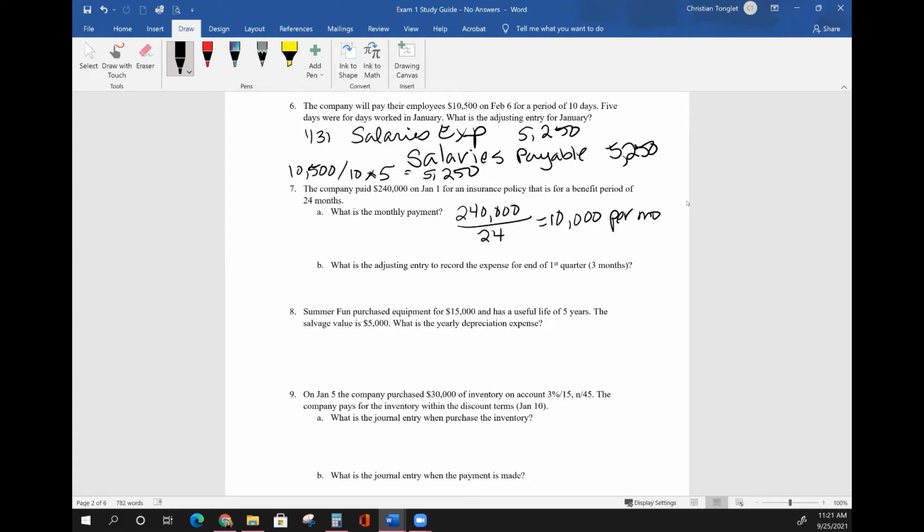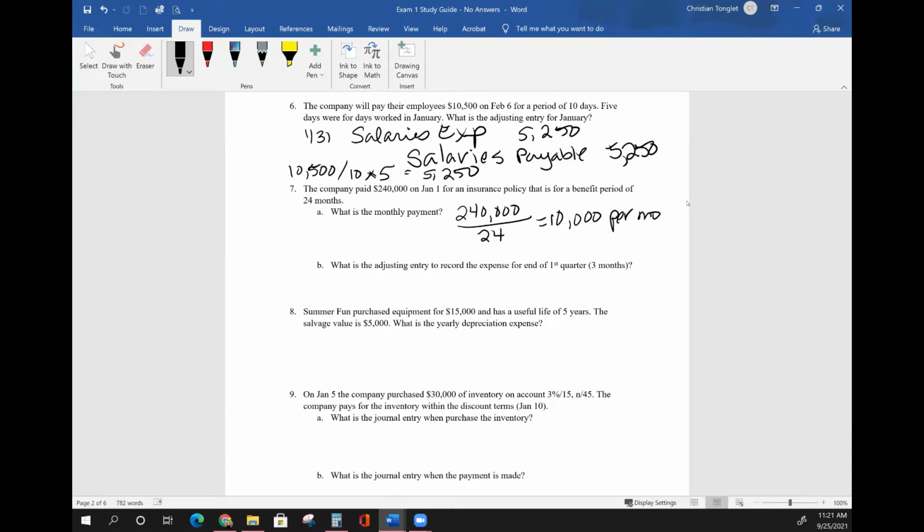Then the adjusting entry, I'm looking for just 1 quarter. I could change that and say I want to know what it is at the year end, which means you would give me a whole year. Instead of just 3 months, you would give me 12 months. In this particular example, I'm looking for 3 months. I'm doing an adjusting entry for the first quarter. I want to recognize a portion of that expense in the first quarter.